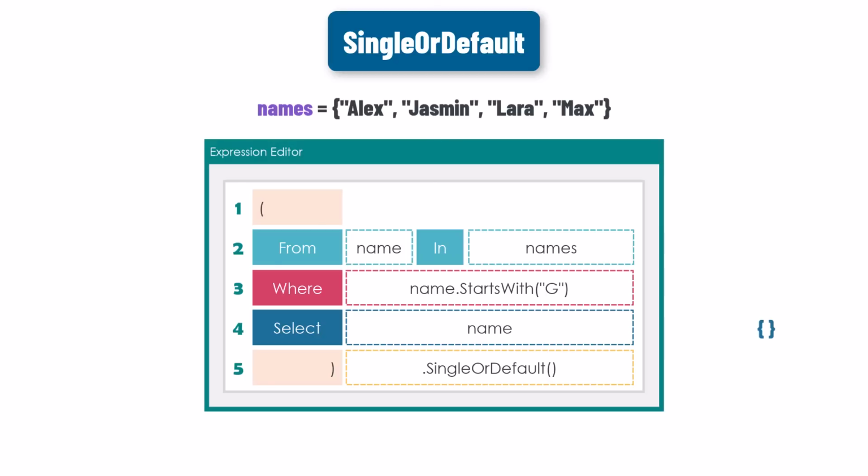Using this method, I will get an empty string, which is the default value of string type, because the sequence is empty. Let's now use the second overload with the following default value. The result here will be this string, what I added as default value. So, I got this string because the sequence is empty.